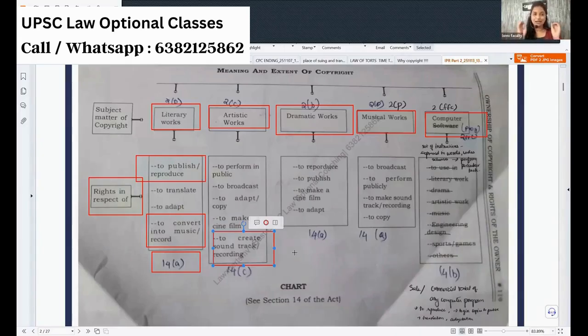Okay. But if it is available in the public domain, they can do it. Anybody can do it. But if I am doing it, and somebody records it and puts it in some other place, which I'm not aware of, then it is infringement of copyright.